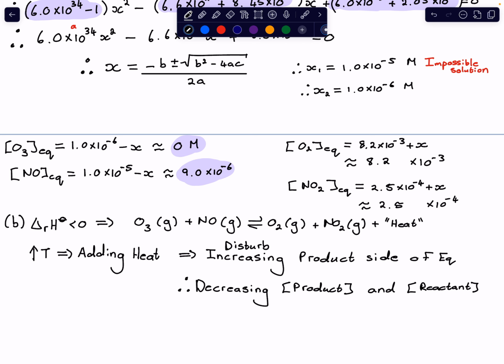Or differently put, it's going to increase the reactant concentration, decreasing the product concentration, hence shifting the equilibrium to the left. The question specifically asks, will the concentration of the products increase or decrease? The products will decrease. Product concentrations will decrease. All right? And that's why smog dissipates when the heat rises. Okay, interesting, just to note.